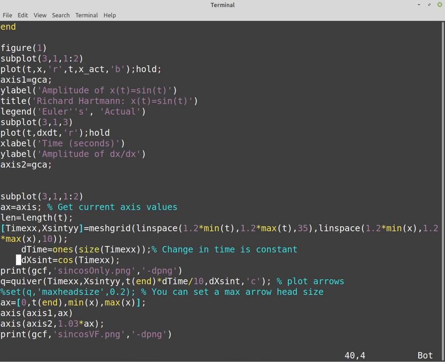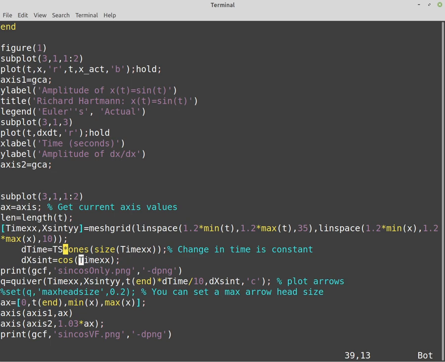Technically here, the change in time is simply the time step. So it's just the time step for every single one of those points. So this here, ones of the size of the time matrix, is just getting the size of this. So dt is just this huge matrix of 1s. And then dx of sine of t is the cosine of the time matrix.